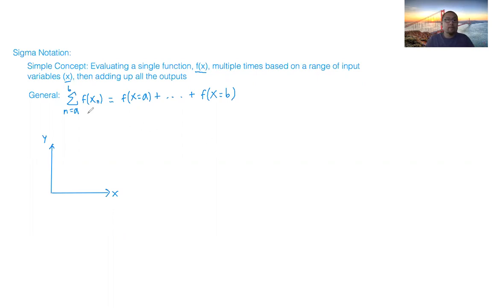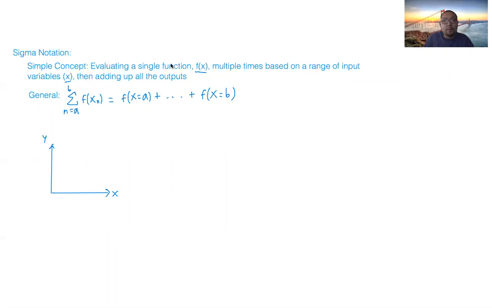All right, and this is what a sigma notation generally looks like. The sigma here represents a summation. So you're considering the summation of some function f of x sub n, and we'll get to that sub n in a minute, over some interval from a to b.